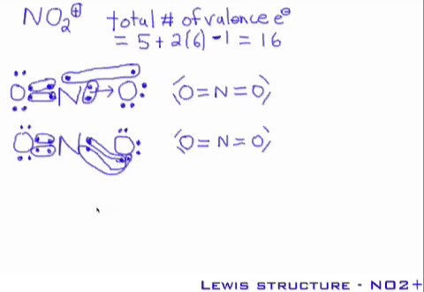Now, last thing to always do is double check. I need 16 valence electrons. Count up your electrons: 2, 4, 6, 8, 10, 12, 14, 16.